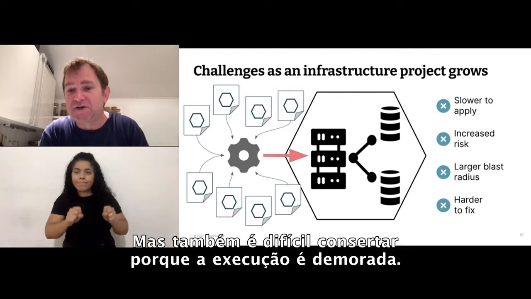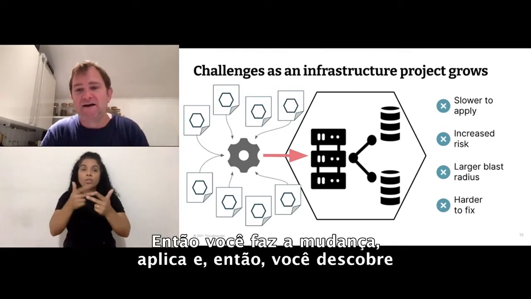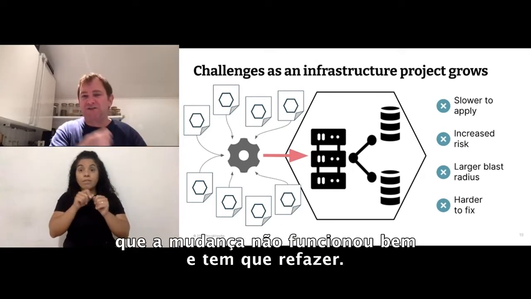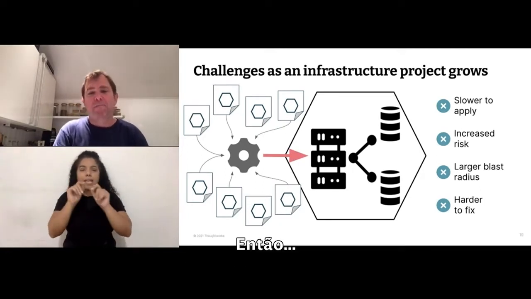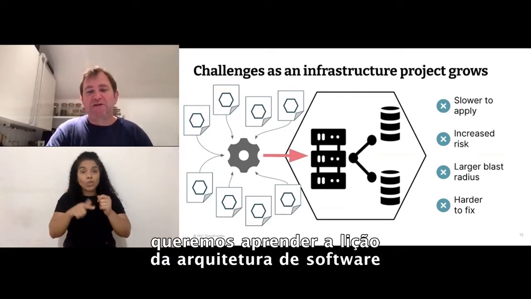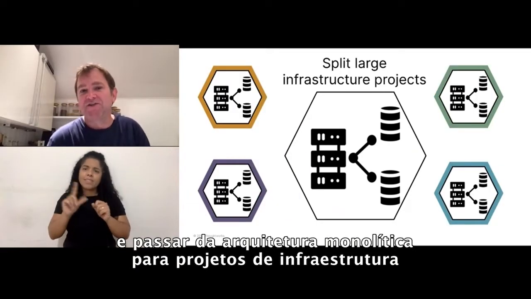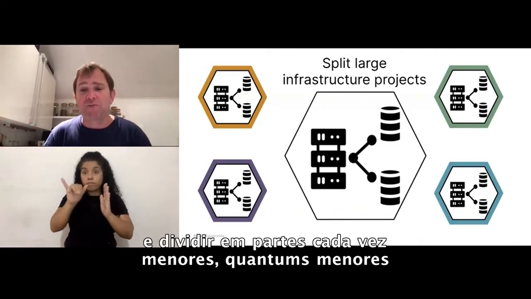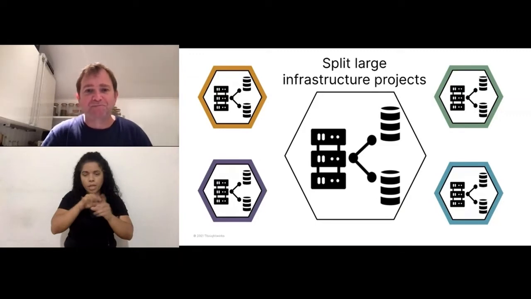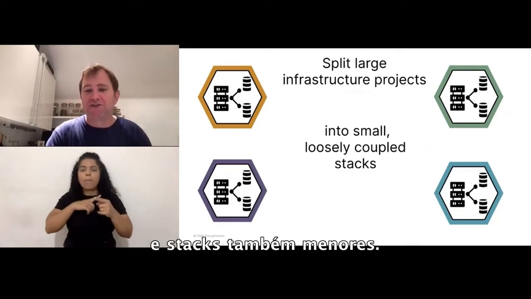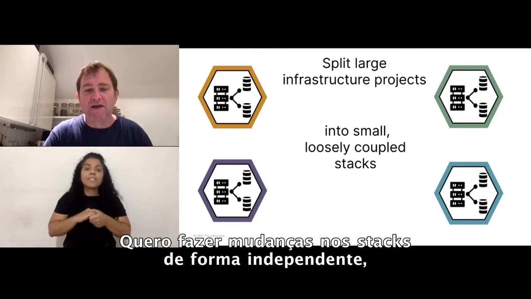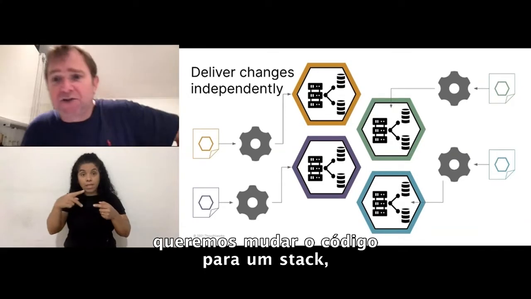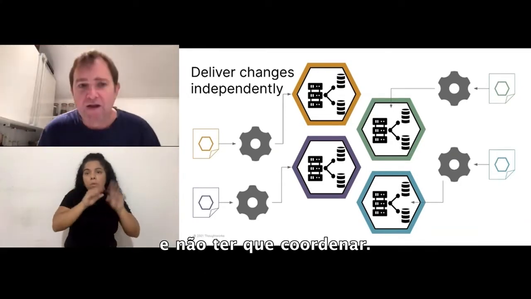But it's also hard to fix because it takes so long again to run. So you make your change, you apply it, and then you find out, well, the change didn't quite work, and so you have to do it again and again. So clearly we want to take the lesson from software architecture and say, let's move from a monolithic architecture for our infrastructure projects and break it into smaller pieces, smaller quantums. We'll break it into small, loosely coupled stacks. We want to deliver changes to these stacks independently. So we want to be able to change the code for one infrastructure stack and not have to coordinate.